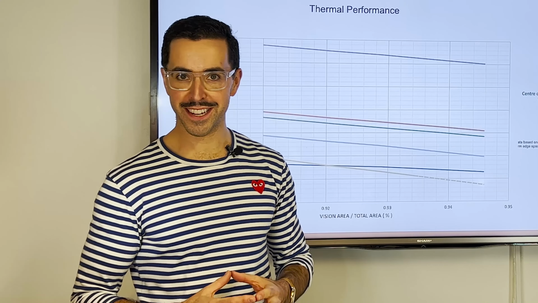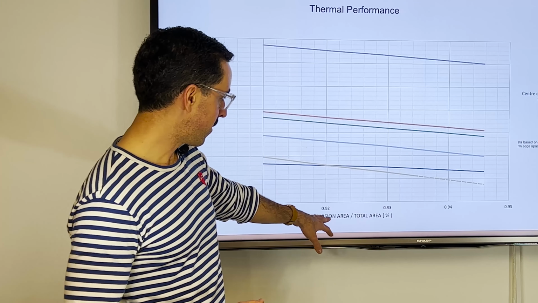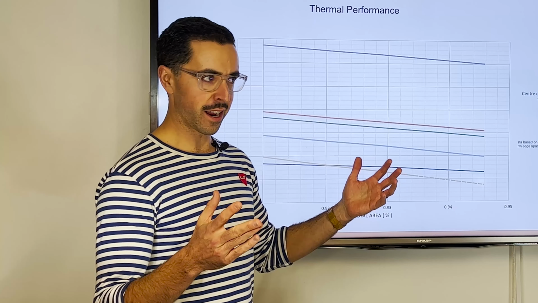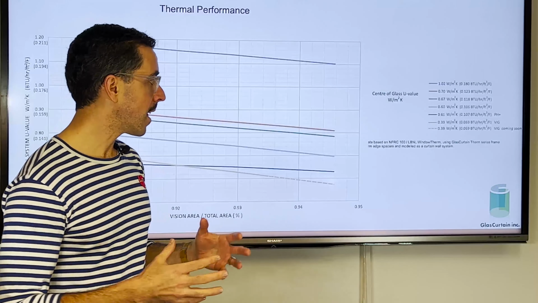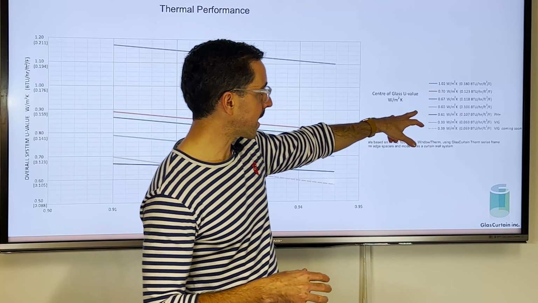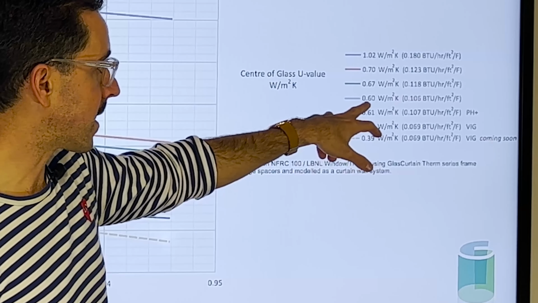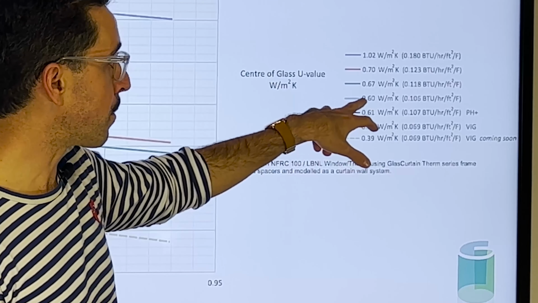So now we get to put it all together. Here we have, let's say, vision area over total area of 0.92. Pretty reasonable. And let's say we have a center of glass value, which we have a chart here. If we have triple low-E coating, triple glazed IGU, that'll usually be in the 0.6 watt per meter squared Kelvin range. That's this light blue line here.